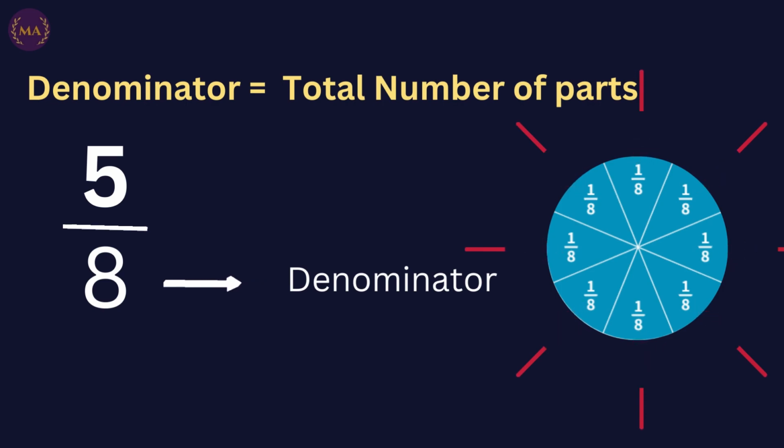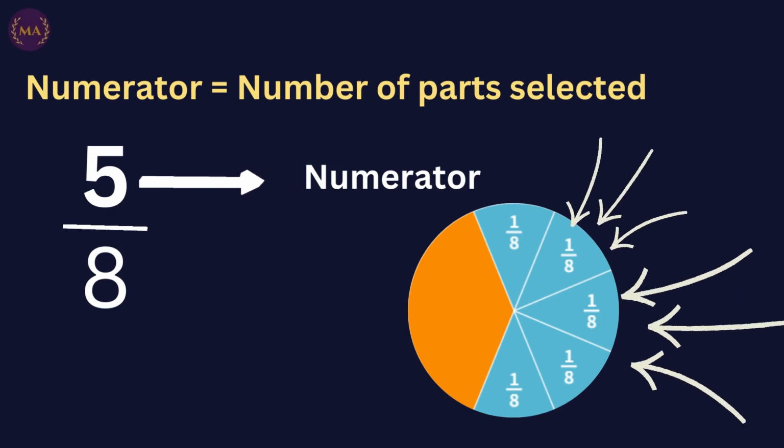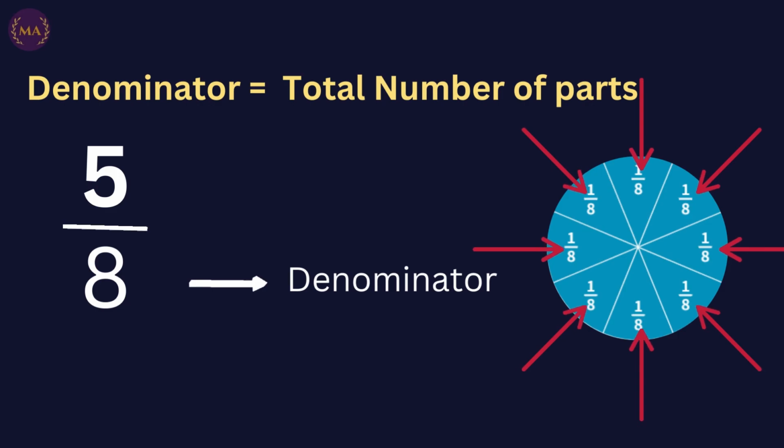For example, here the circle is divided in 8 parts. So the denominator is 8. And if you select 5 parts, numerator is 5. So I repeat, numerator means number of parts selected, and denominator means total number of parts. The circle is divided in 8 parts, so the denominator will be 8. We are selecting 5 parts. So the numerator will be 5. The fraction will be 5 by 8. So the parts that we are selecting is numerator and total number of parts will be your denominator. This is what a fraction is.